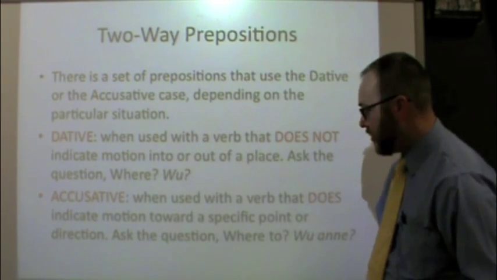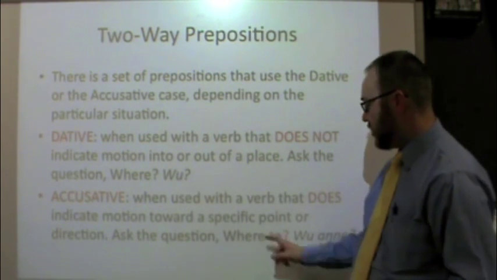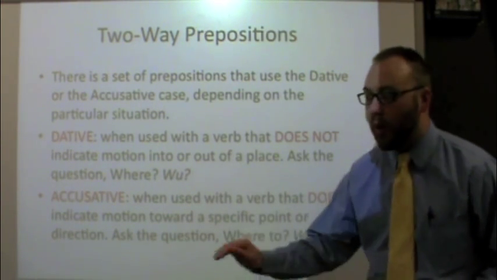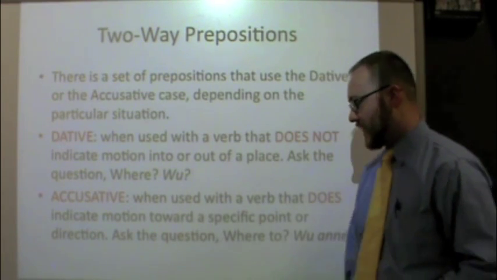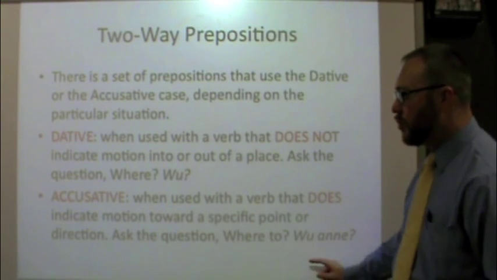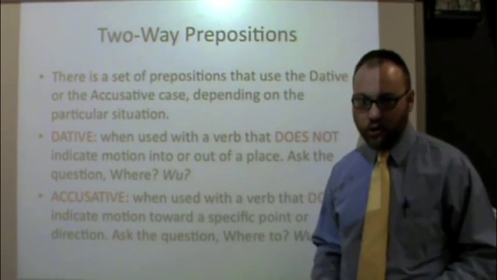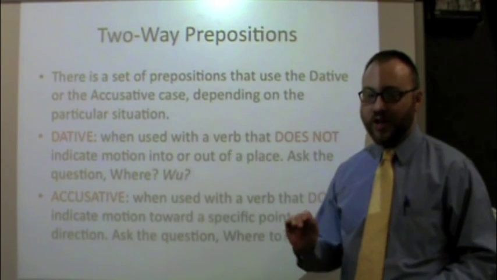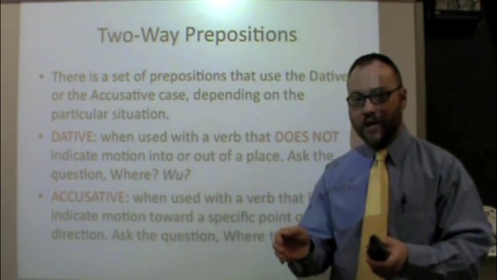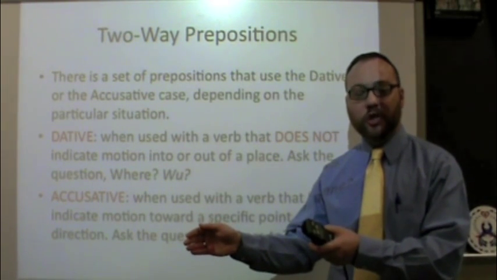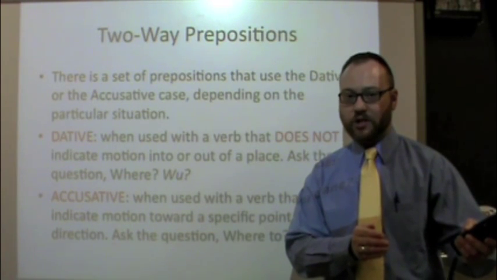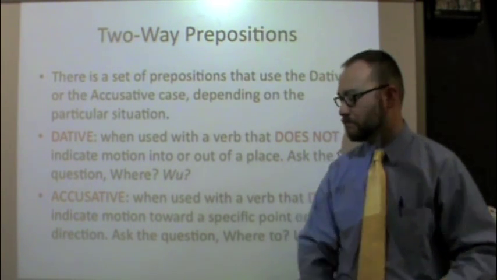On the other hand, when one of these prepositions is used with a verb that does indicate motion toward a specific point or direction, ask yourself the question, where to, or wo anna, then it's accusative. So let's boil this down. When you're dealing with one of these two-way prepositions, if there's motion, accusative. No motion, dative. And that doesn't change. That's the rule. Okay?